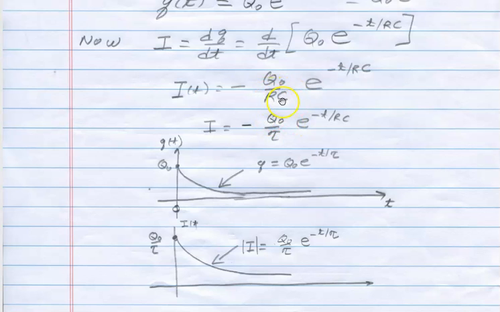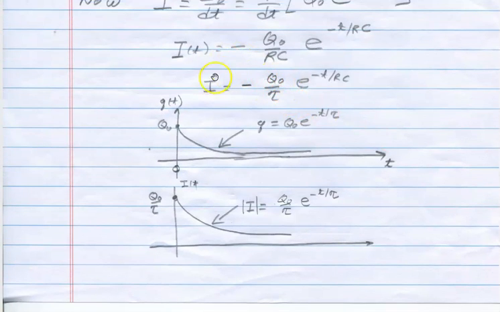We can identify this RC as the time constant, and so I get Q naught, the initial total charge on the capacitor, divided by the time constant. And if you look at that, that's got the right units for current. It's coulombs divided by seconds, which is just amperes. Again, it's often convenient to plot these, and for the charge on the capacitor, it starts off at Q naught and falls off exponentially. So that's just exponential decay.